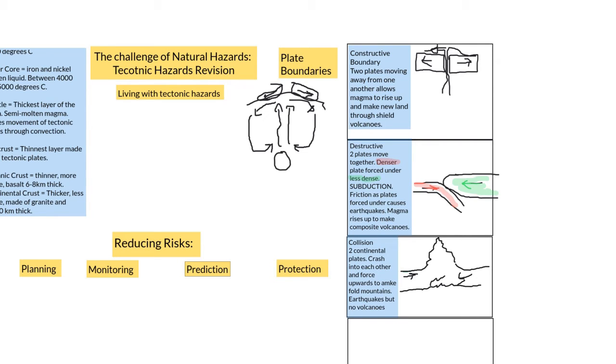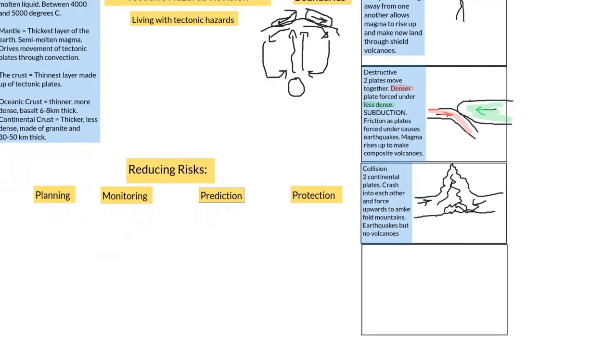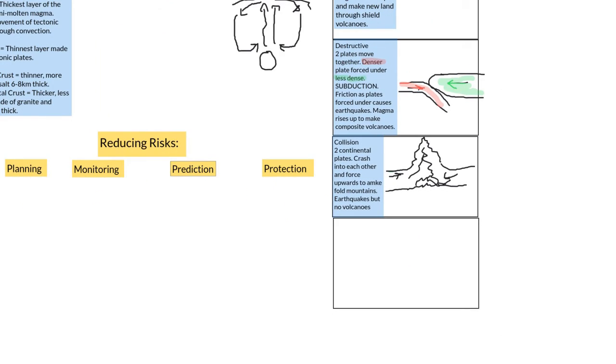Our final type of boundary is a conservative plate boundary. Now, this could be either type of plate. It could be oceanic and oceanic, continental and continental, oceanic and continental, but it's where these plates are moving past or alongside one another. Now, this can be where they move in the same direction or in different directions. The San Andreas Fault on the side of California, where the Pacific and the North American plate are moving alongside each other in the same direction, is the best example of a conservative boundary.